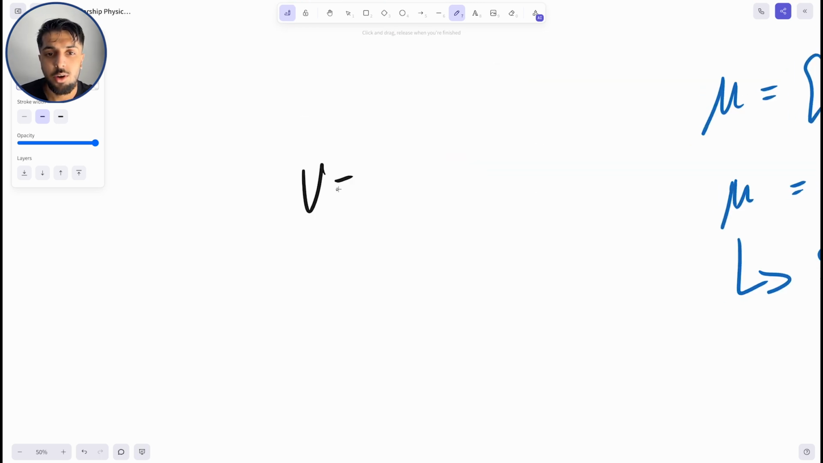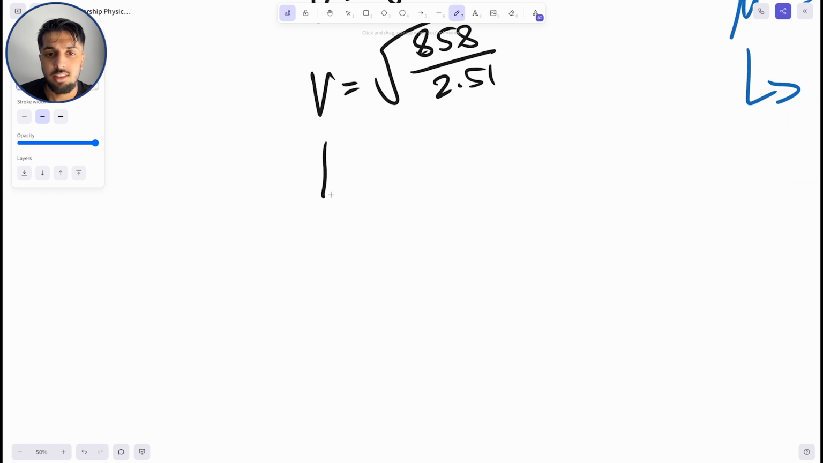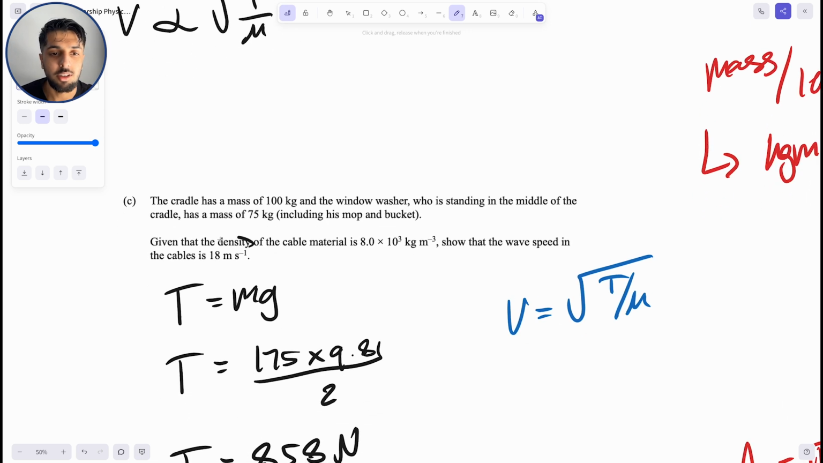And therefore, as we know, our velocity is equal to the square root of T over mu. This means that the velocity is equal to the square root of 858 all over 2.51, and this gives us a velocity of 18 meters per second. And that is the value that we are looking for.